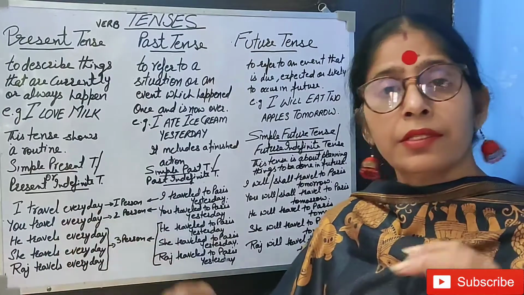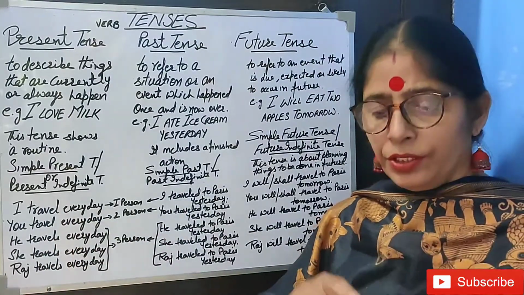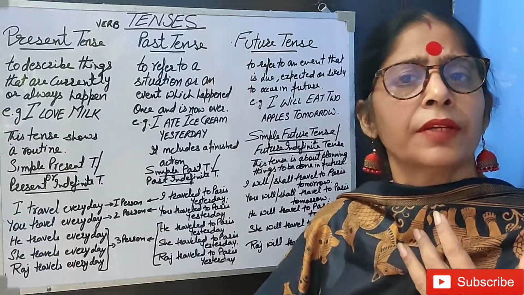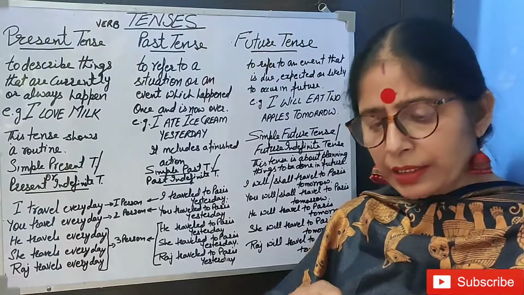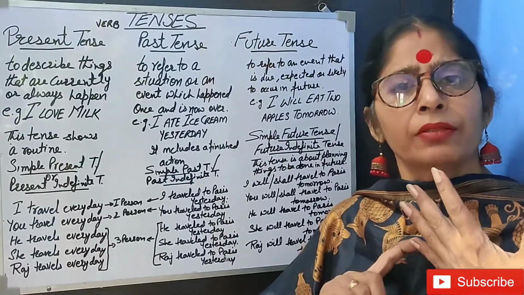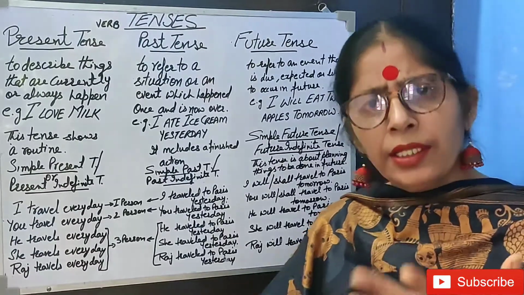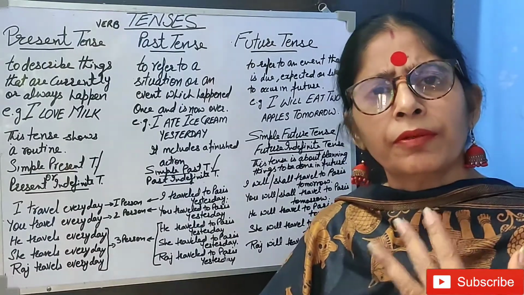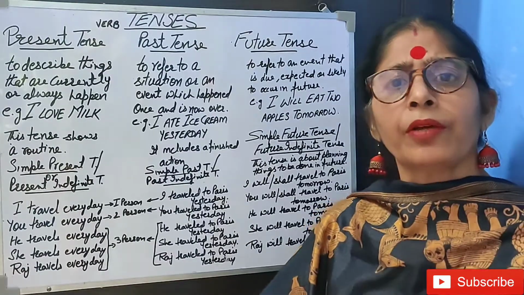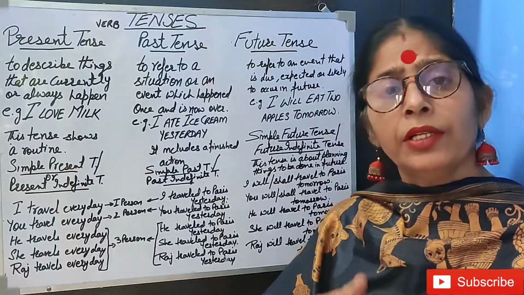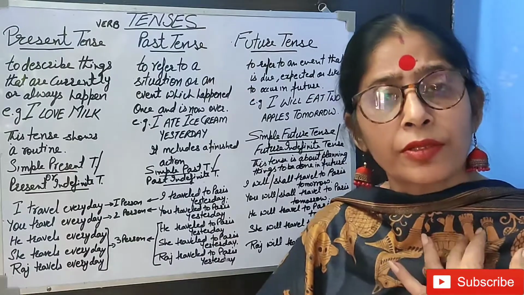Okay, he travels, he eats every day, she eats every day, Raj eats every day. Okay, he sleeps on the bed, she sleeps on the bed, Raj sleeps on the bed. She sleeps on the floor, he sleeps on the floor, Raj sleeps on the floor. Okay, he walks slowly, she walks slowly, Raj walks slowly.